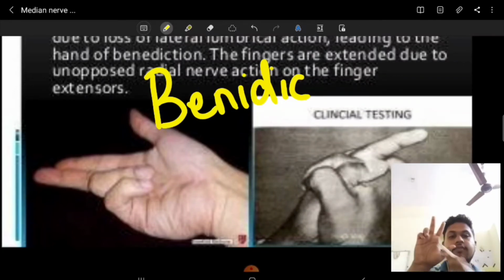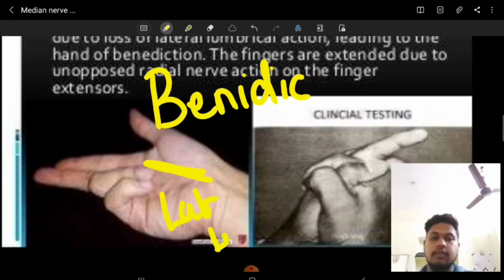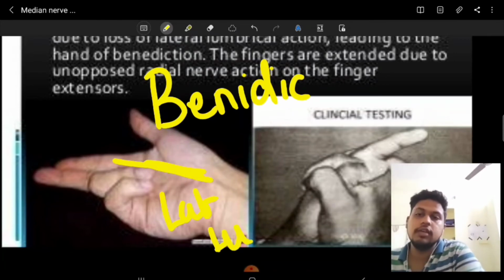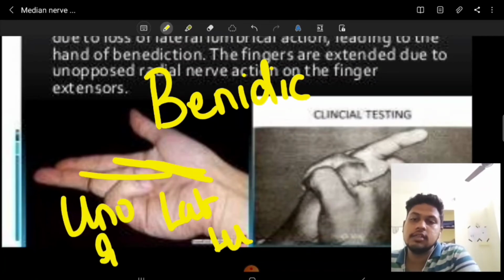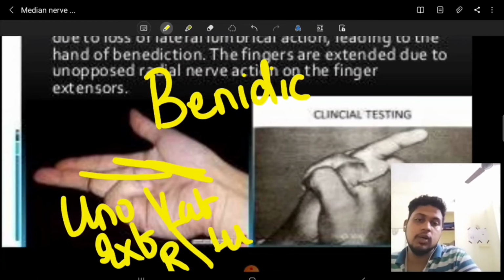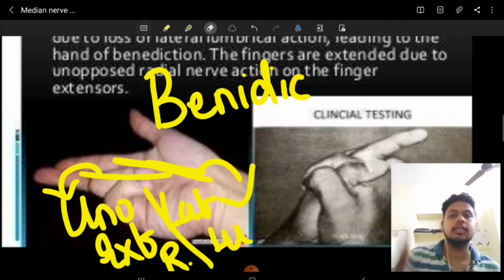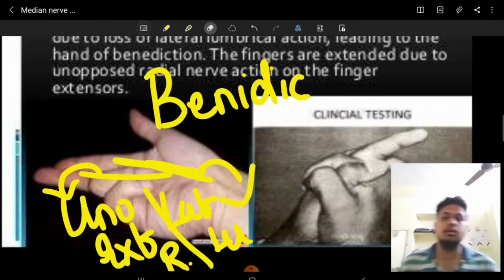This is because the flexor muscles, the lateral two lumbricals, which are supplied by the median nerve, are affected, so the patient cannot flex the fingers, and also due to the unopposed action of extensors, which are supplied by the radial nerve. So these two components, inability to flex due to the lateral two lumbricals and unopposed action of the extensors supplied by the radial nerve, cause the benediction hand, which is similar to what the popes do to bless people.